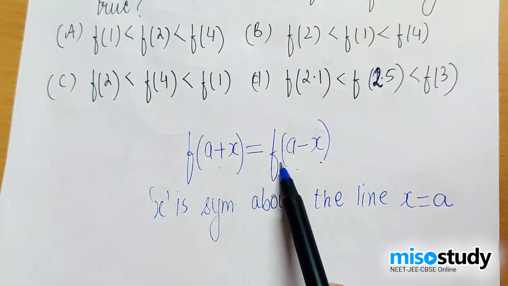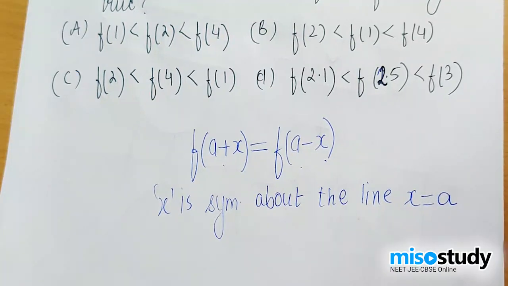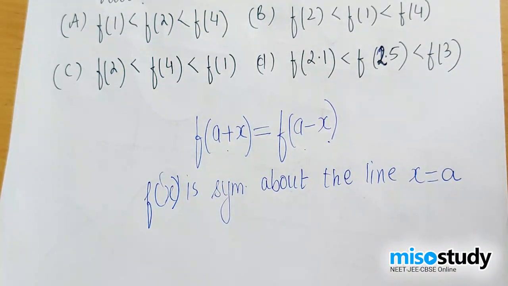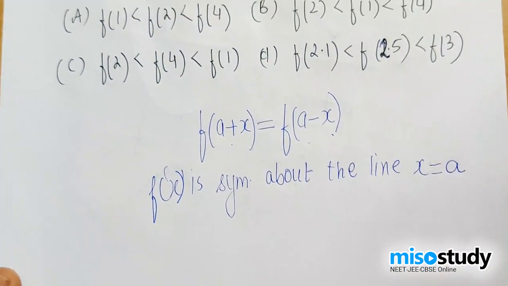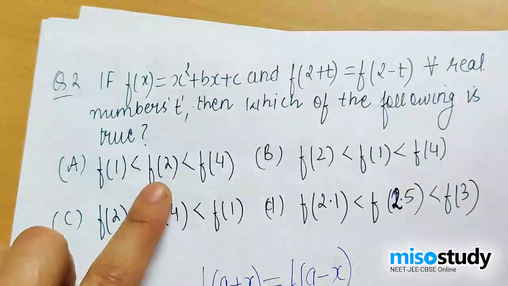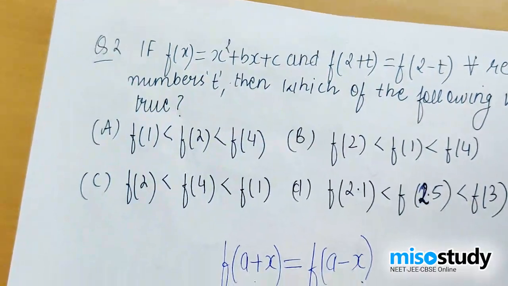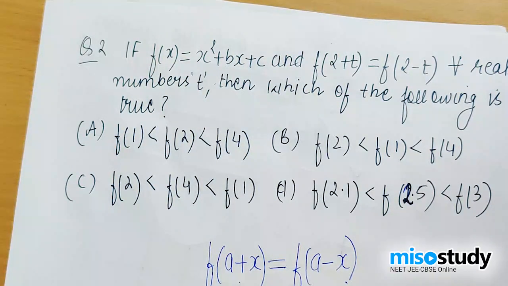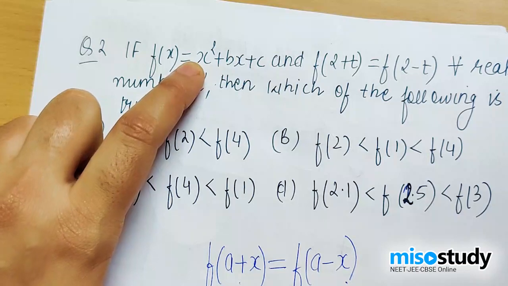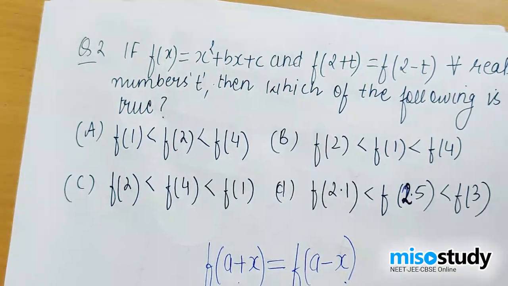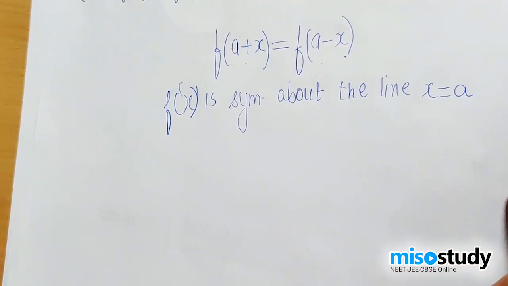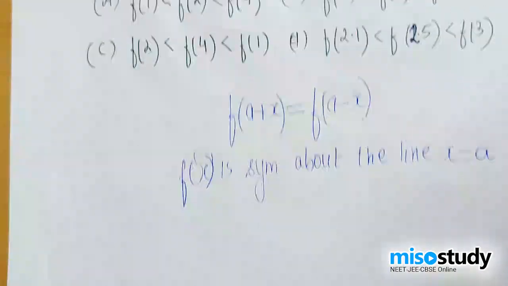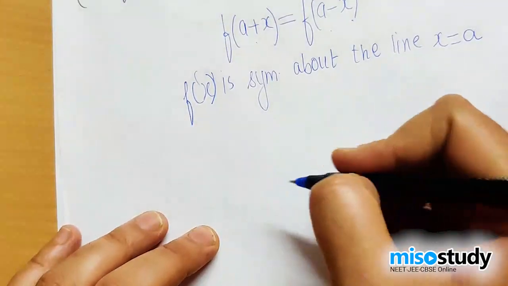Now f of a plus x is equal to f of a minus x means f(x) is symmetrical about the line x equal to a. Since f(x) is a quadratic polynomial, therefore the graph of it would be a parabola. And in this case, whenever I want to draw a parabola, I first of all need to see the sign of a. A is positive, that means it's an upward parabola. Alright, and I'm also given that f(x) is symmetrical about, since in this case a is 2, it's symmetrical about x equal to 2. So let's draw the line x equal to 2.